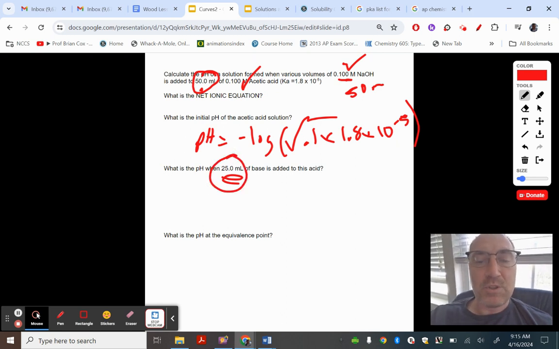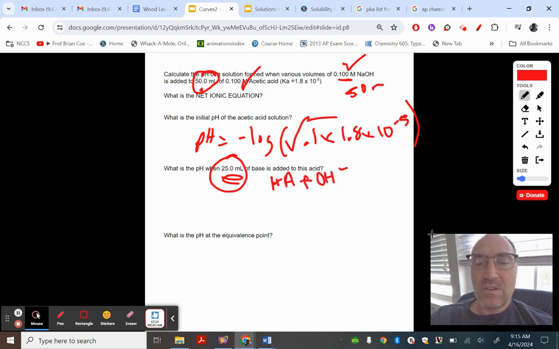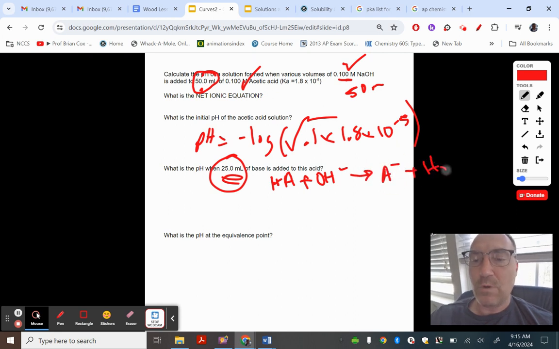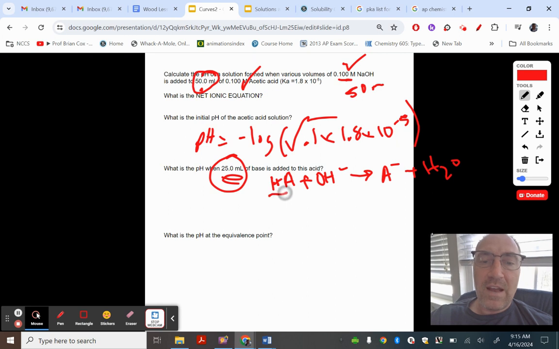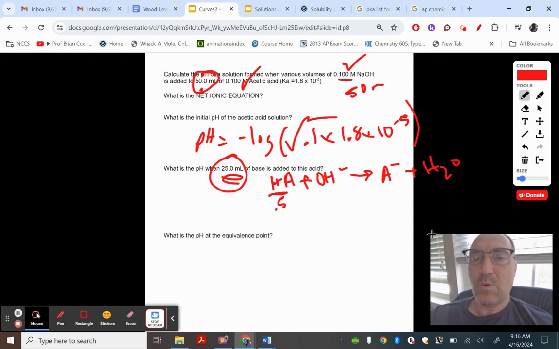And what will happen is I'm going to show you guys the reaction. So I'm going to put HA, because again, it's shorter, but this would be acetic acid plus OH minus. And you see how I would make A minus, which is my conjugate base, plus H2O. So here, if I have 0.1 times 0.05, that's molarity times volume in liters, which would give me 0.005 moles.